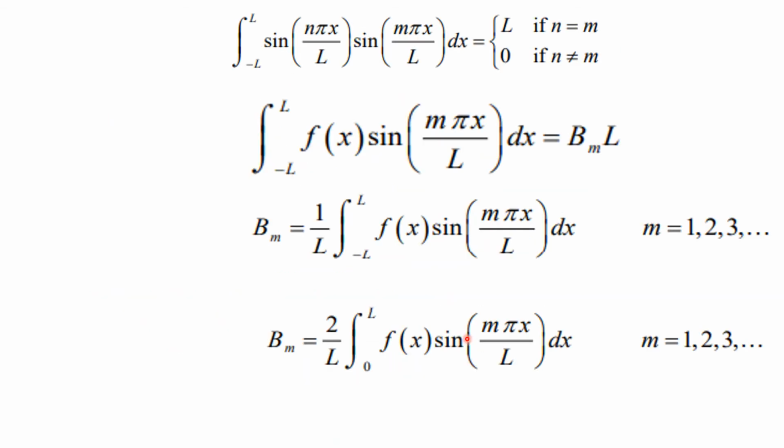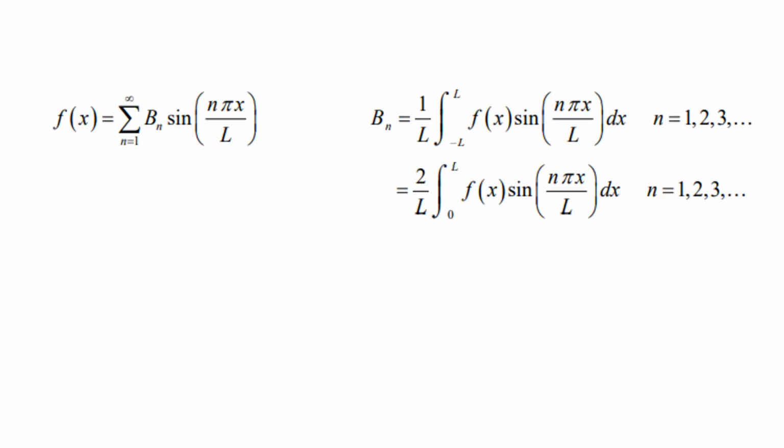So what? Well, that means that this integral that was the unknown that we needed to figure out is going to be L if n equals m, and it's going to be 0 if n does not equal m. So you see this integral is going to end up being just bm times L. Everything else will be 0. And I can solve for bm, and I get bm is either equal to this, or it could be written this way. We found out what those coefficients would have to be.